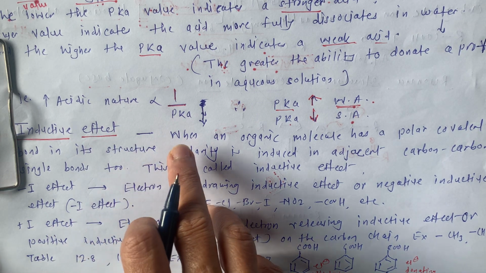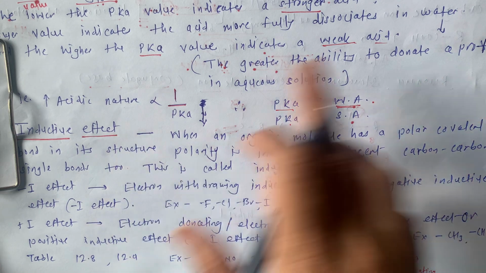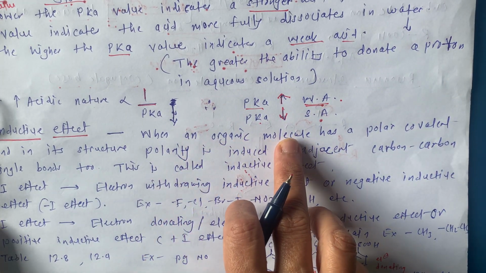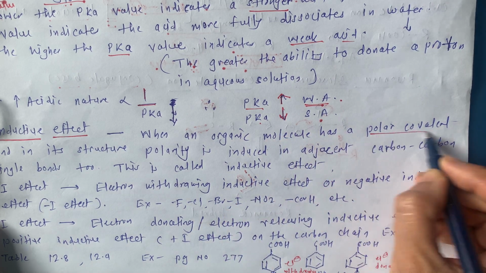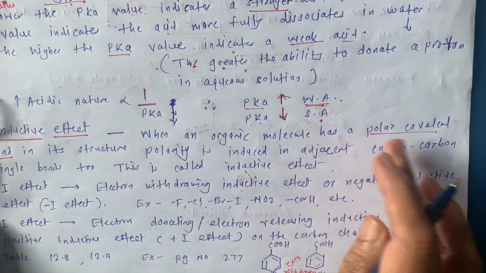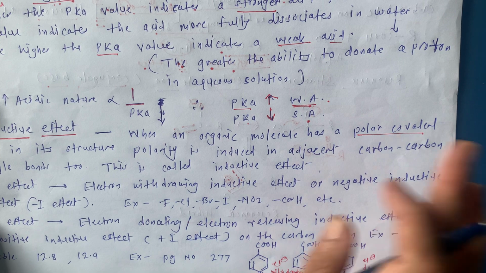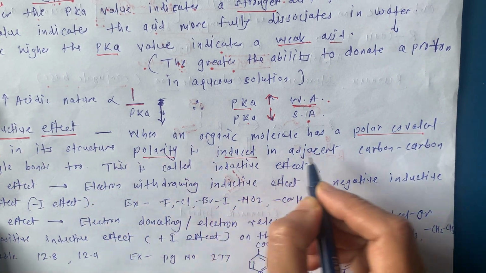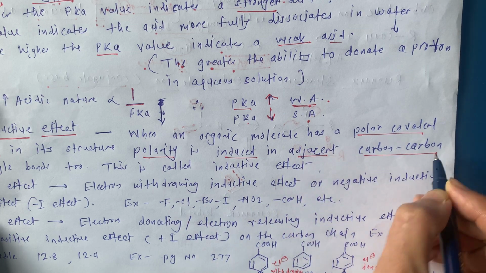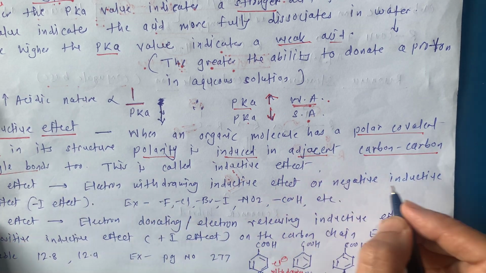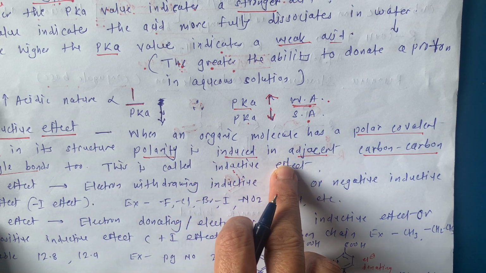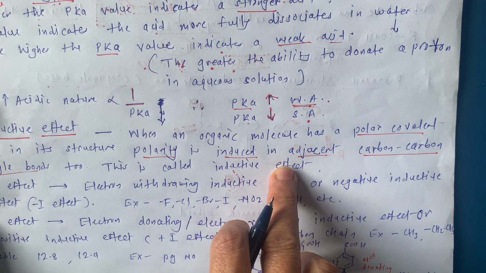So first of all we have to know what is inductive effect. So what is that? When an organic molecule has a polar covalent bond in its structure, polarity is induced in an adjacent carbon-carbon single bond, and this is called inductive effect.